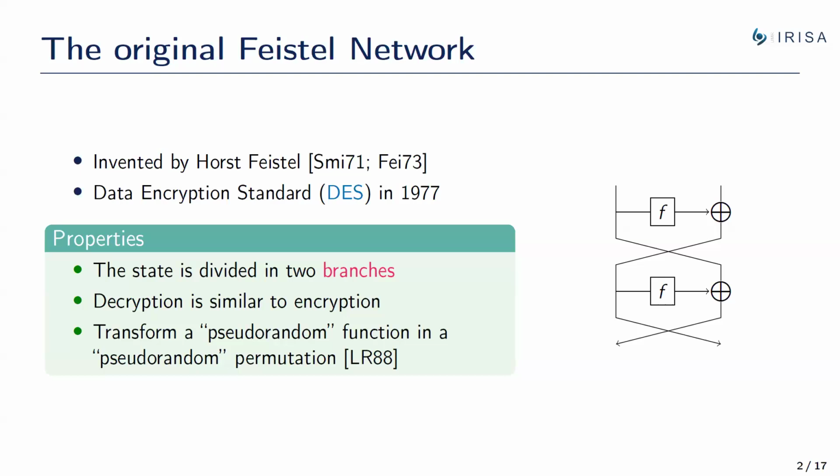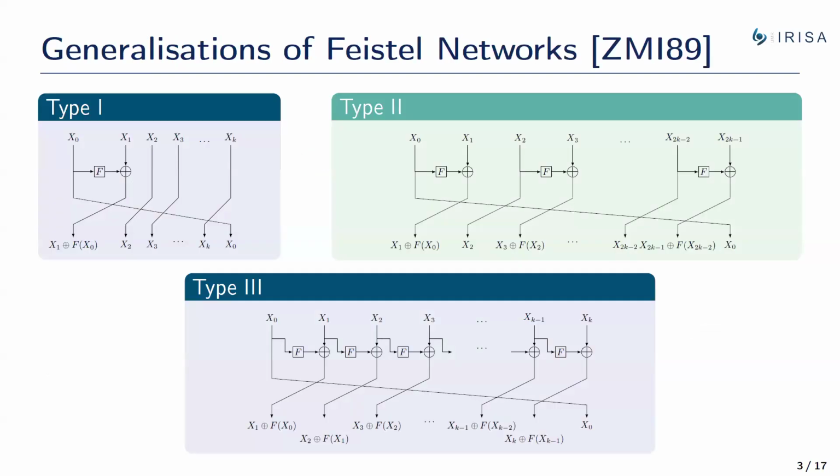This has a lot of good properties. For example, decryption is really similar to encryption. And also you can have some proofs that it transforms a pseudo-random function into a pseudo-random permutation. However, in the original design there are only two parts, so these parts can be quite big, and then you have to design a large nonlinear function.